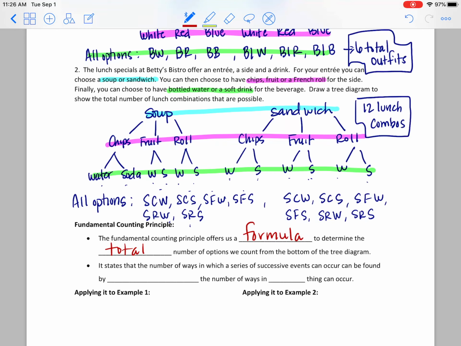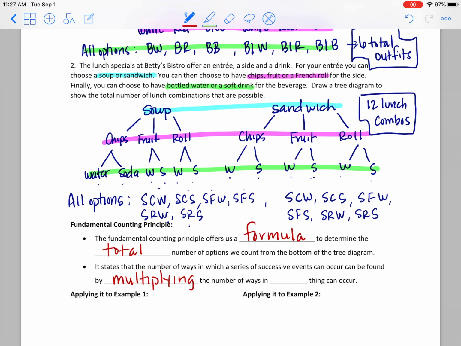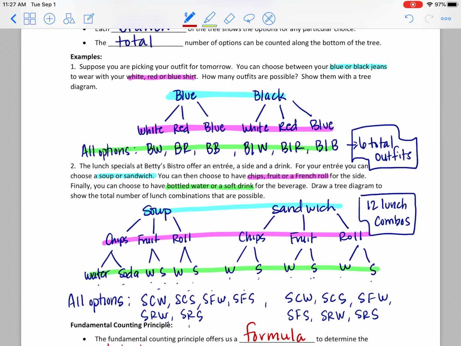And it states that the number of ways in which a series of successive events can be found can be found by multiplying. Just multiply the number of ways in which each of those things can occur. So let's talk about this shortcut, this formula that we can use and apply it to problem or example 1.